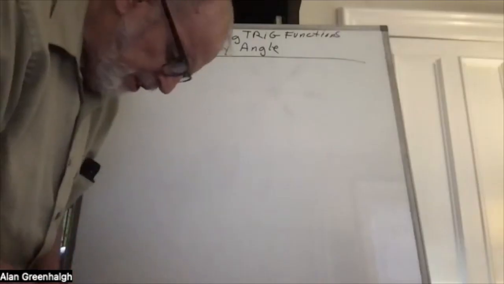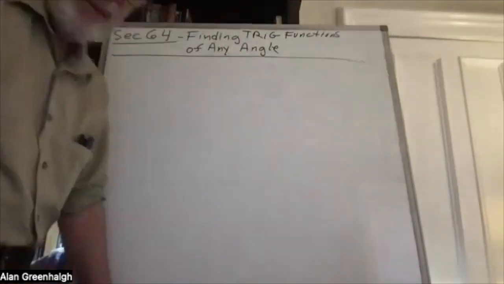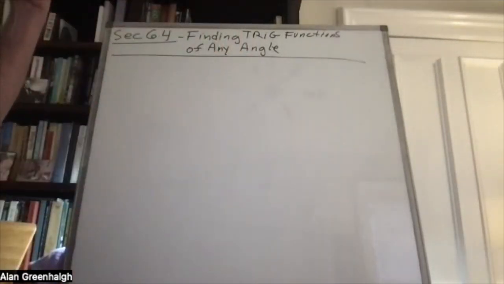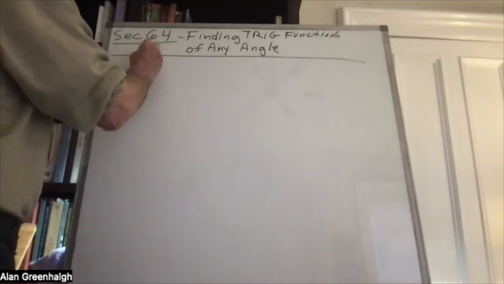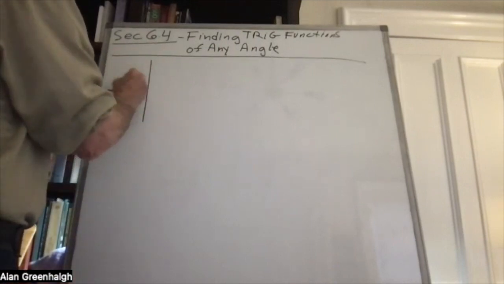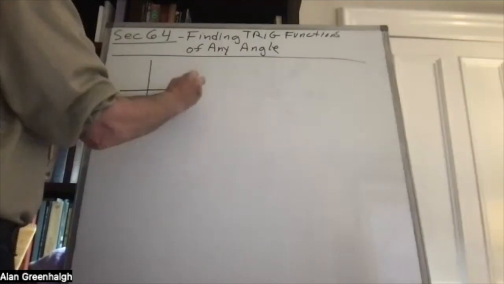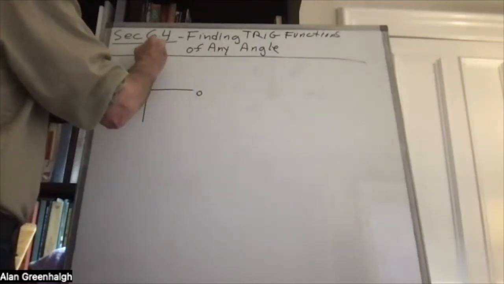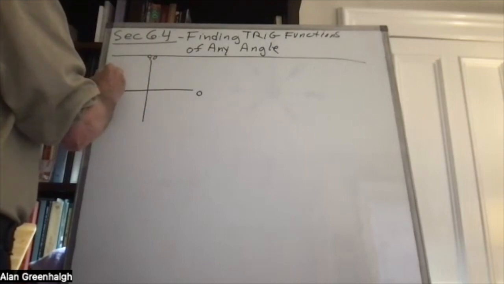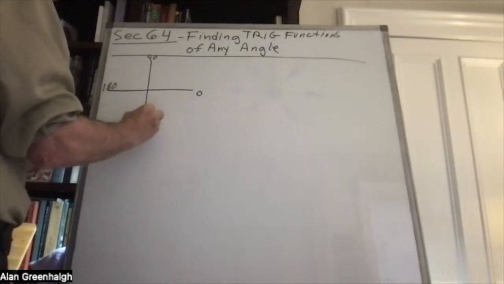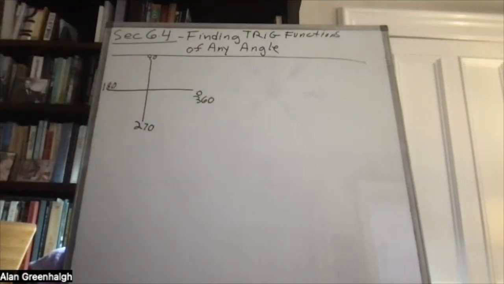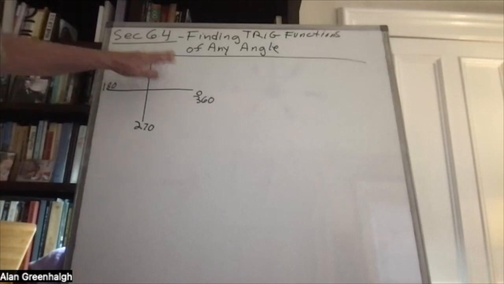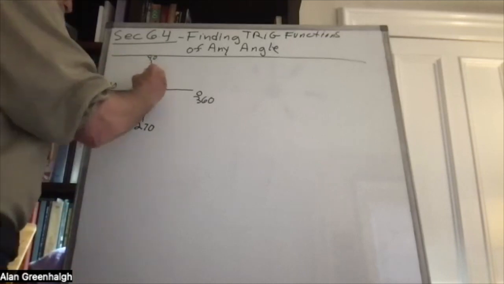Okay, we are now going to look at section 6.4, finding the trig functions of any angle. So far, we have only focused on the first quadrant from 0 to 90. As we were going through the angles, the 30-60 angle and the 45-degree angle, we were only confining ourselves to the first quadrant.